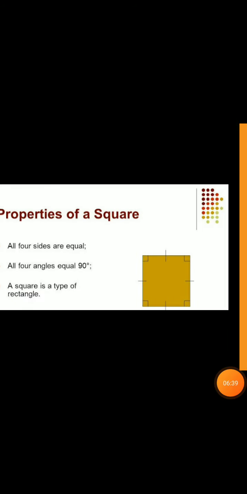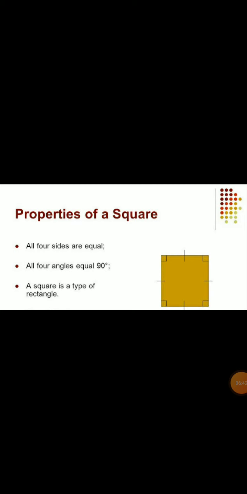Then the next we have a square. We all know that a square is also a parallelogram. What are the properties of a square? All four sides are equal. Also, all the angles are equal and of 90°. All angles of a square are right angles which are of 90° measurement. A square is also a rectangle.